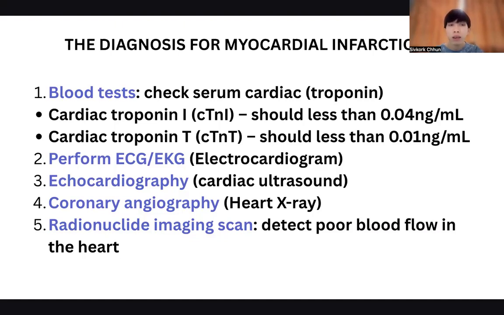Coronary angiography is a heart X-ray. So they insert a special contrast dye into the heart and then visualize the blood vessels. They want to capture the exact locations of the blockage and the number of blockages. And radionuclide imaging scan is to detect any poor blood flow in the heart. And these are the diagnoses for myocardial infarction.